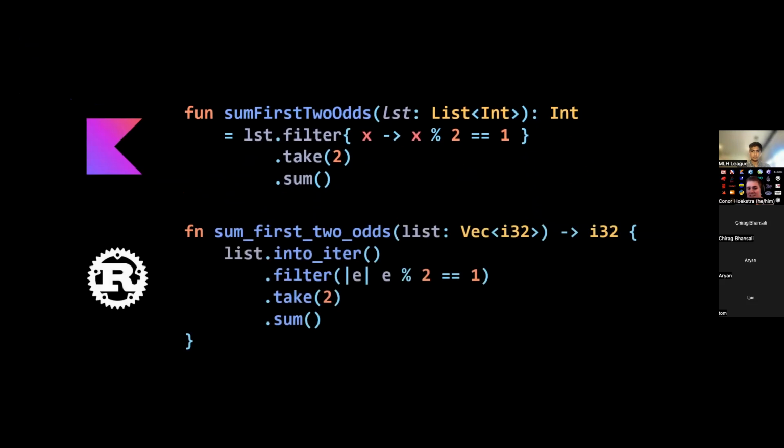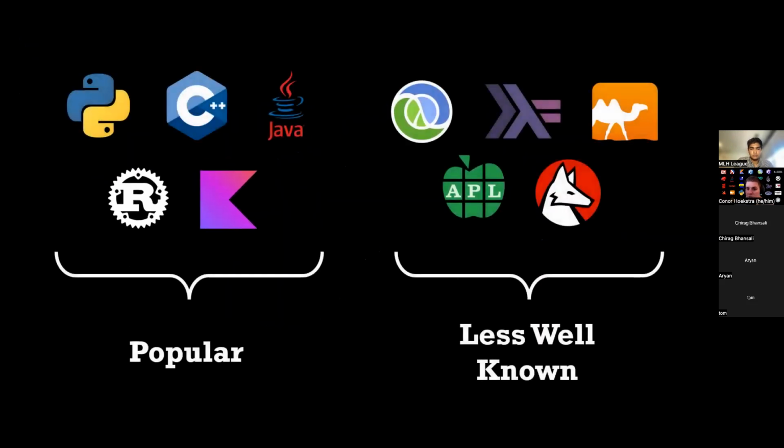And the point here is that these are modern, popular languages. Rust is kind of the evolution of C++. It's a more modern C++ that's gaining a lot of popularity. Kotlin is a more modern Java. And so these modern languages are borrowing things from the less well-known languages like Haskell, Clojure, etc.